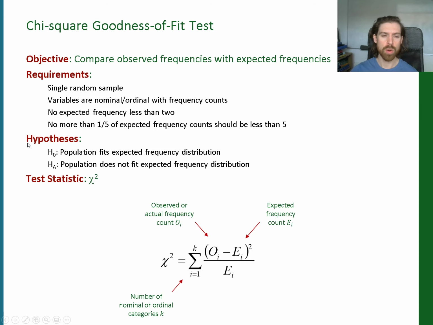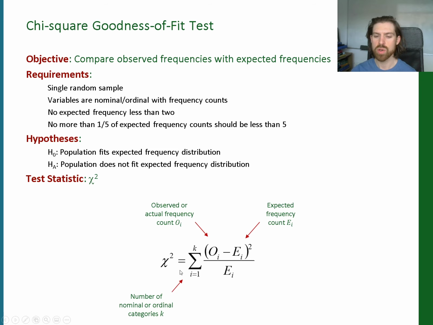So what are the hypotheses going to be? Well, the null hypothesis essentially is that the population fits the expected frequency distribution and that the data you've collected are not significantly different. And then the alternative hypothesis is that the data are significantly different and the population does not fit the expected frequency distribution.